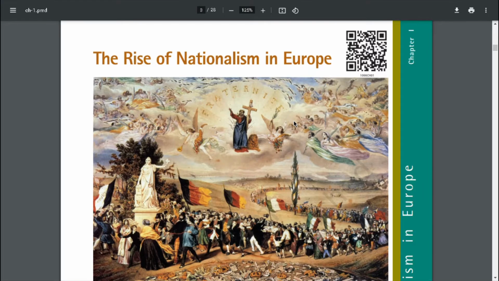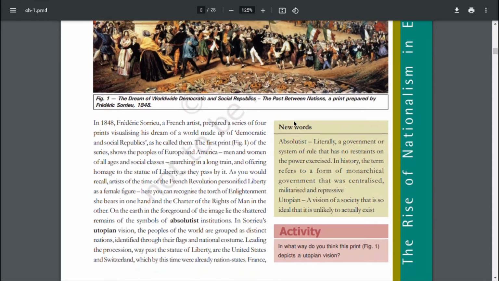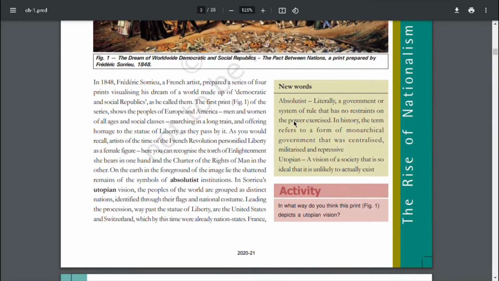The rise of nationalism in Europe. In 1848, Frédéric Sorrieu, a French artist, prepared a series of four prints visualizing his dream of a world made up of democratic and social republics, as he called them.